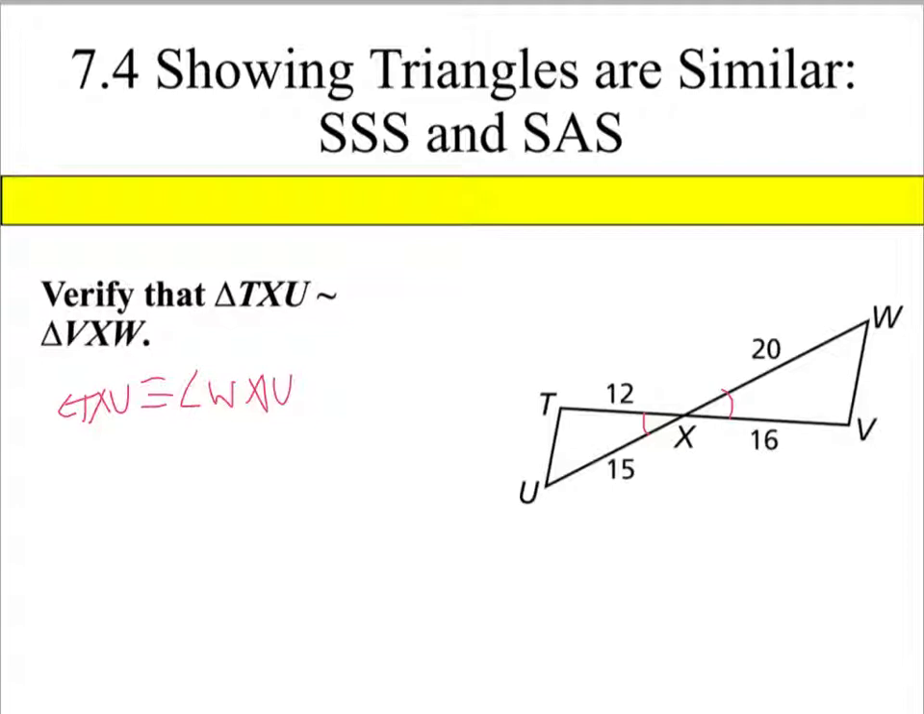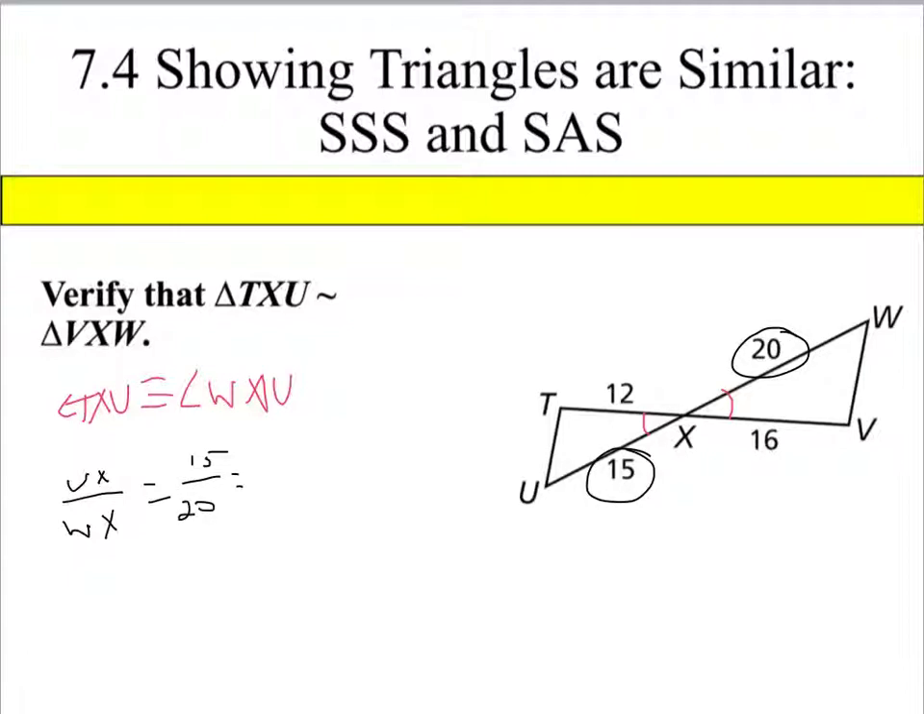Now, what I have to do is see if they are proportional. And how do I do that? I check their sides. When I look at the sides, I am always going to be putting the larger sides over the top of each other and then moving down. So I'm going to start off with UX over WX. The reason is this is my longer side on the smaller triangle and my longest side on the larger triangle. So I'm going to put 15 over 20.